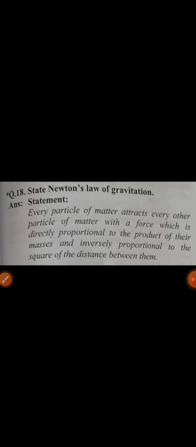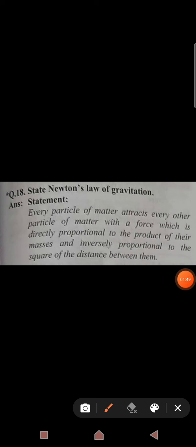Okay, now we'll begin with the next point of the topic, that is Newton's law of gravitation. Friends, Newton's law of gravitation says that every particle of matter attracts every other particle with a force which is directly proportional to the product of their masses and inversely proportional to the square of the distance between them. So, in order to understand, let us consider this is one point having the mass m1. This is another point having the mass m2. These two point masses are separated by the distance r.